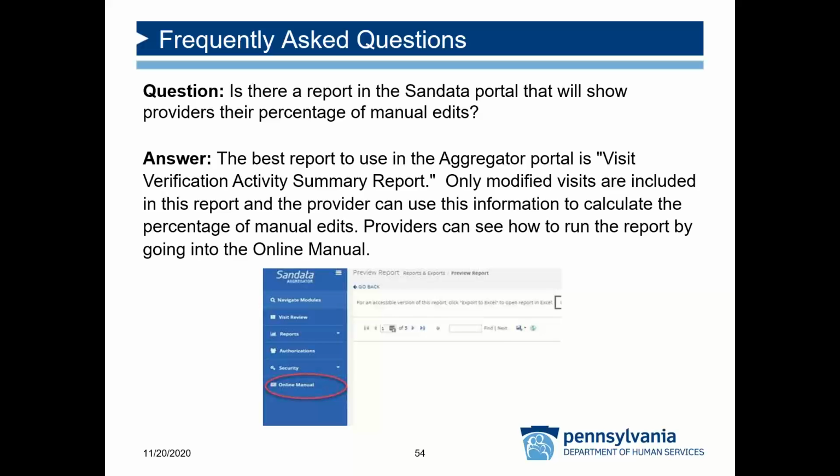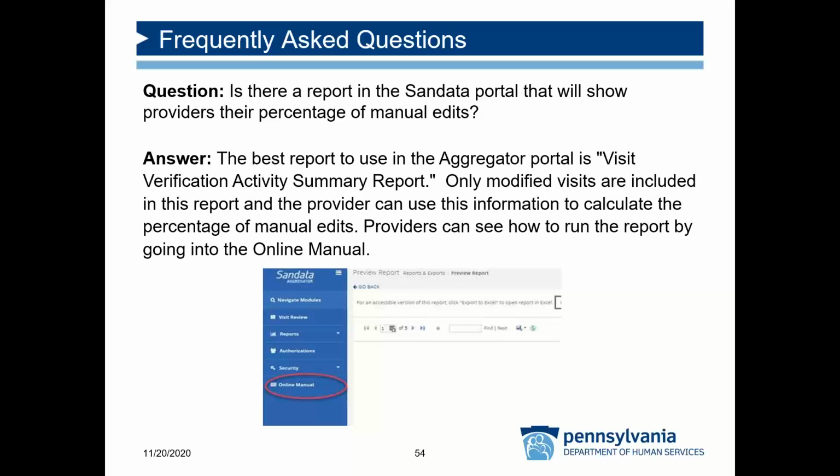So in order to really understand where your agency is at over time, the screenshot below shows one way that you could identify that through the aggregator. There is a visit verification summary report, and this only shows modified visits. Providers could use this report and select a date range and then look at your total visits to calculate how many of those were manual. What would show up here would be all of the manual edits of your total visits.